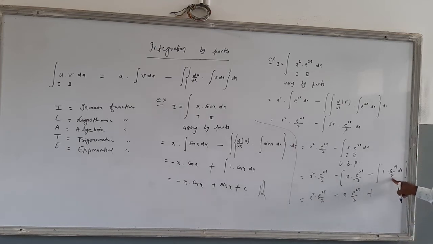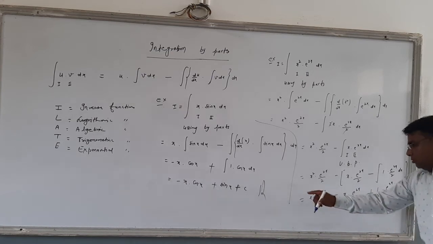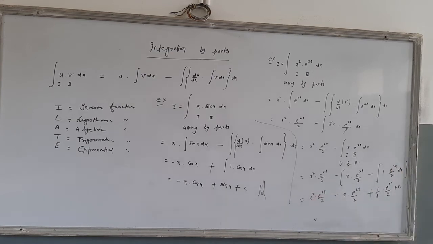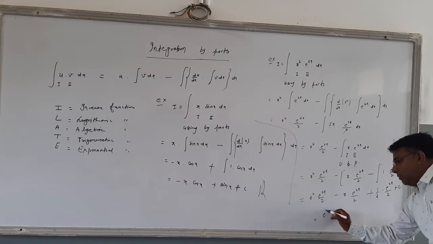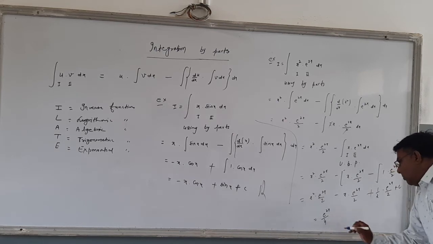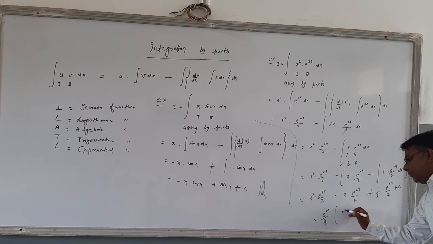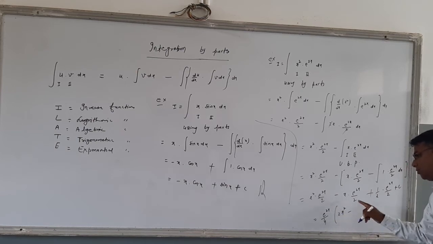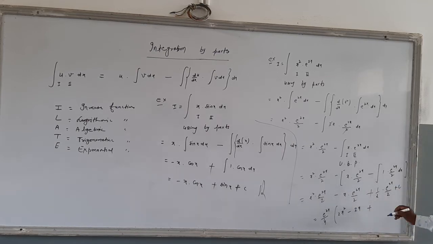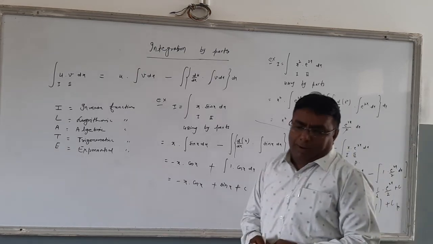Now what is left, only 1 by 2 is a constant out of integration. And what is the integration of e raised to power 2x? Then e raised to power 2x upon 2. Plus, e raised to power 2x is common, right? 1 by 4 is common, so e raised to power 2x upon 4 is common. So left is 2x squared, and left is 2x. And plus 1 by 4 common, e raised to power 2x common, left 1 plus 3. This is the answer. So students, this is by parts.